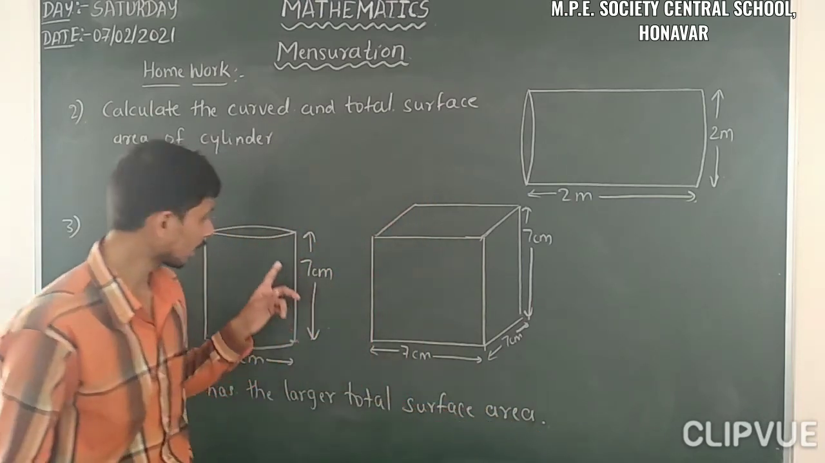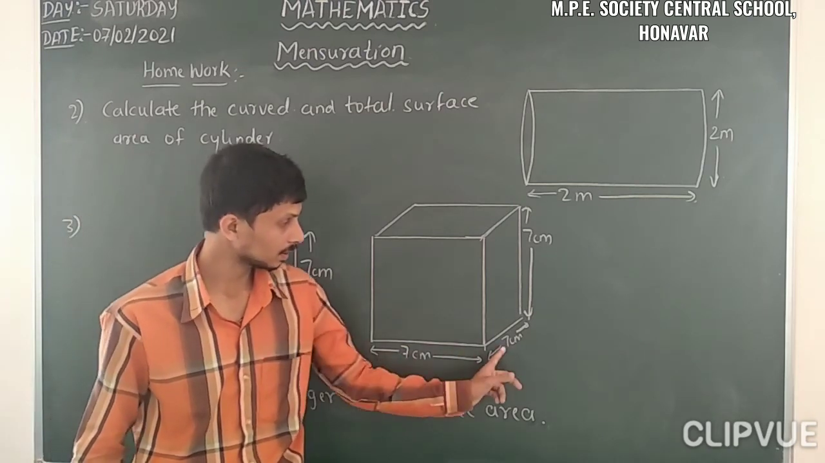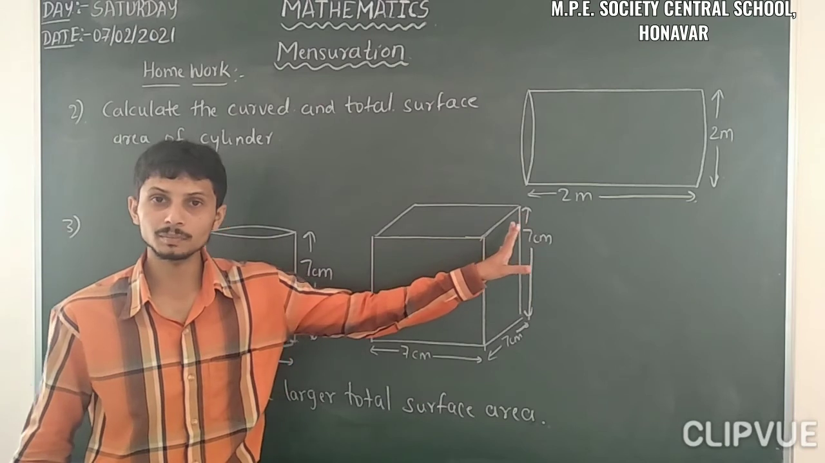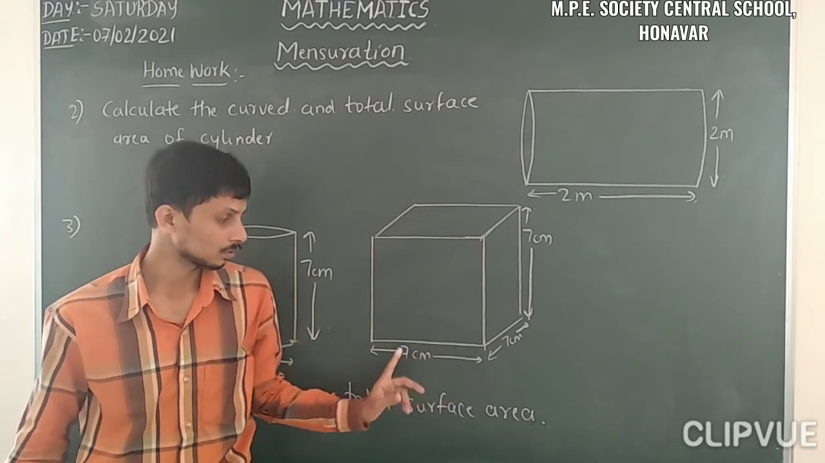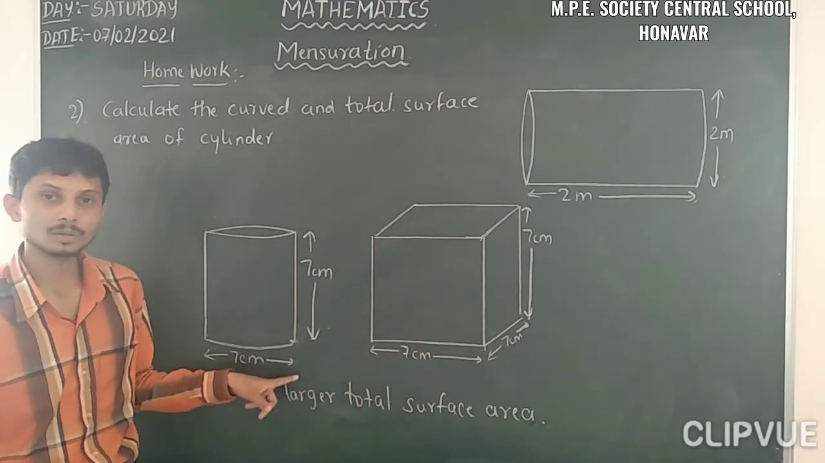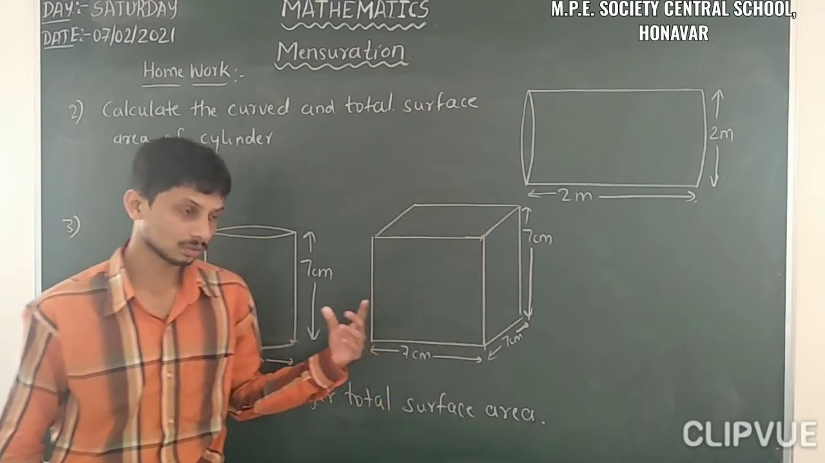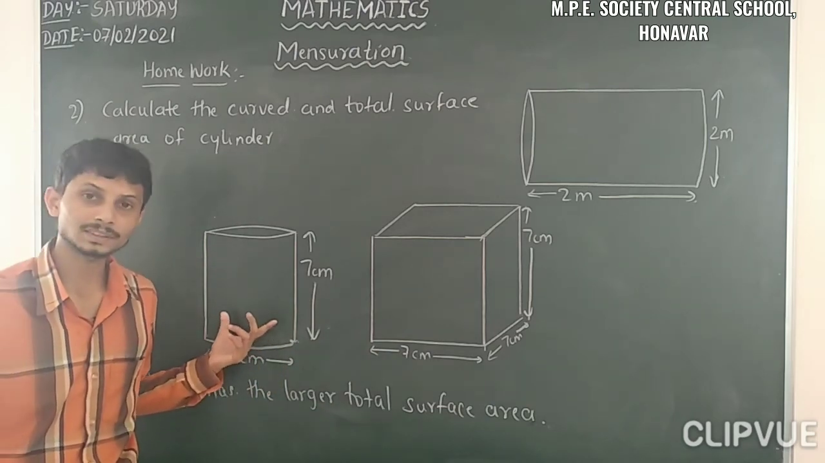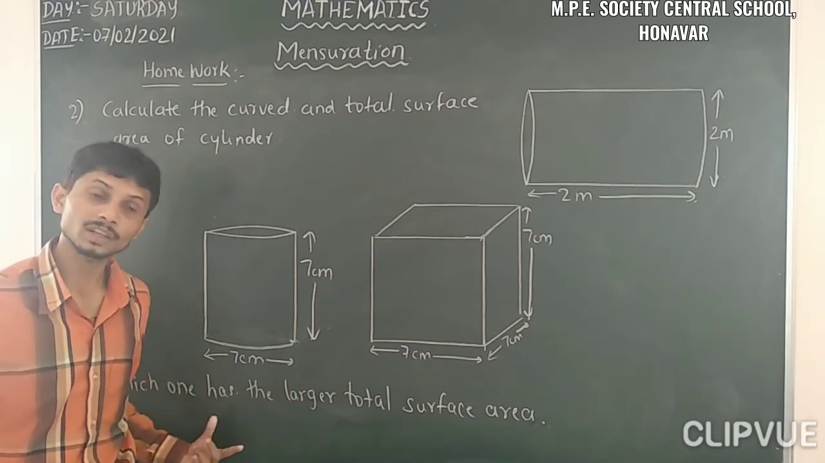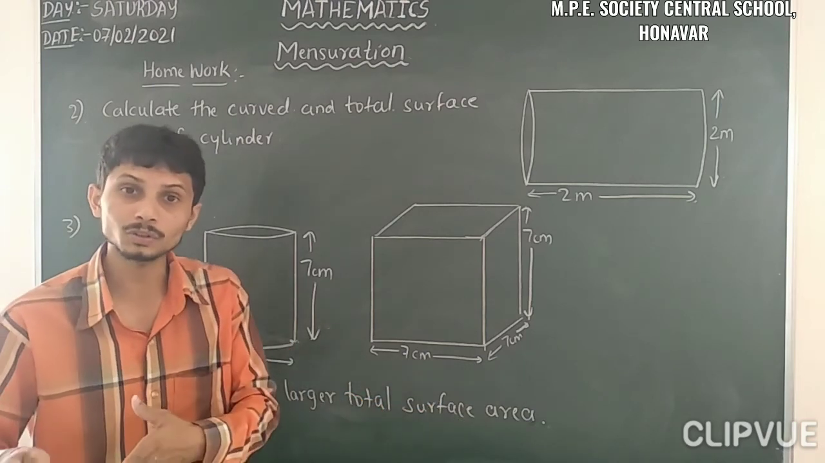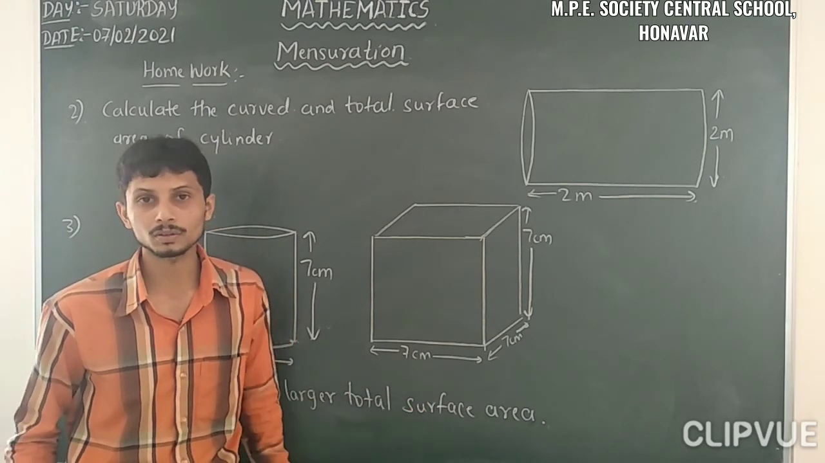Another figure we have here is a cube. Just observe 7 centimeter, 7 centimeter, 7 centimeter. All the edges are the same, means length, breadth and height are all the same, so it is nothing but a cube. Here the diameter and height of the cylinder are given, and for the cube the edge is given. Then you have to find out the total surface area separately for both of these, and choose the one which has the larger total surface area, the higher value.